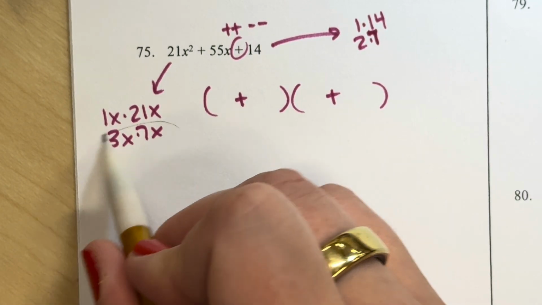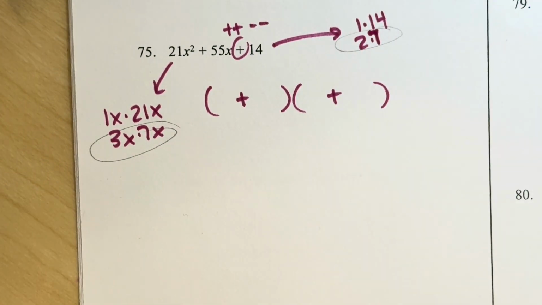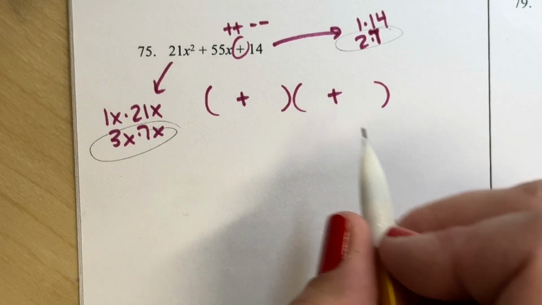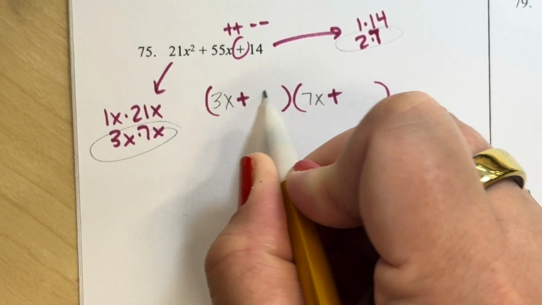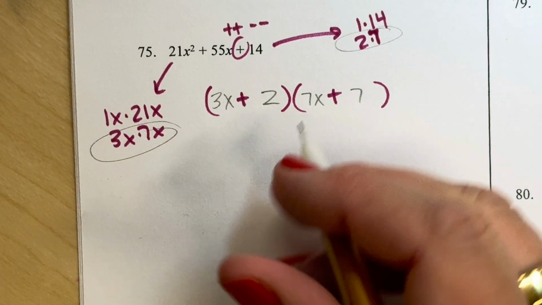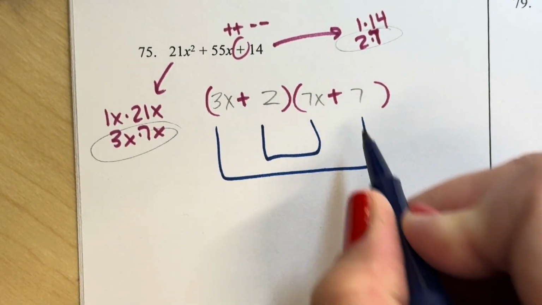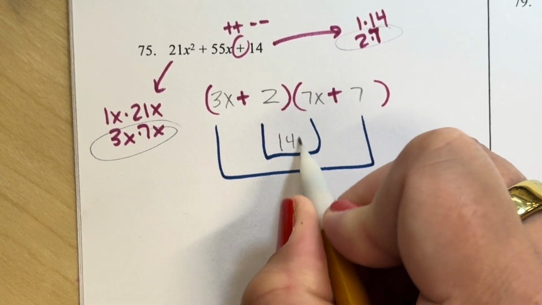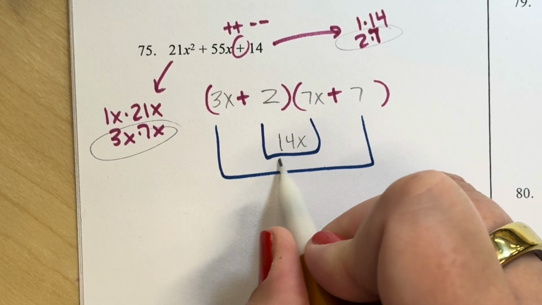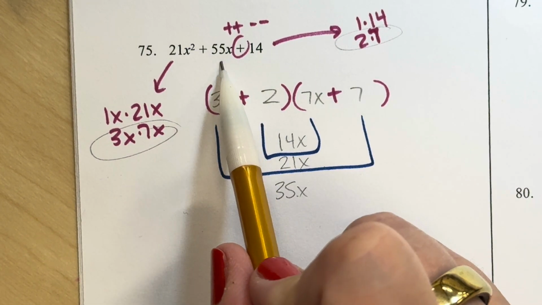I guess I'm going to try this and this to start, and we'll see what happens. So I'm going to plug in 3x, 7x, 2, and 7 and see what happens. So when I'm drawing my bridges, which I'm probably going to have to erase a couple of times here, the 2 times 7 makes 14x, the 3 times 7 makes 21x, and together those make 35x. That is not big enough.